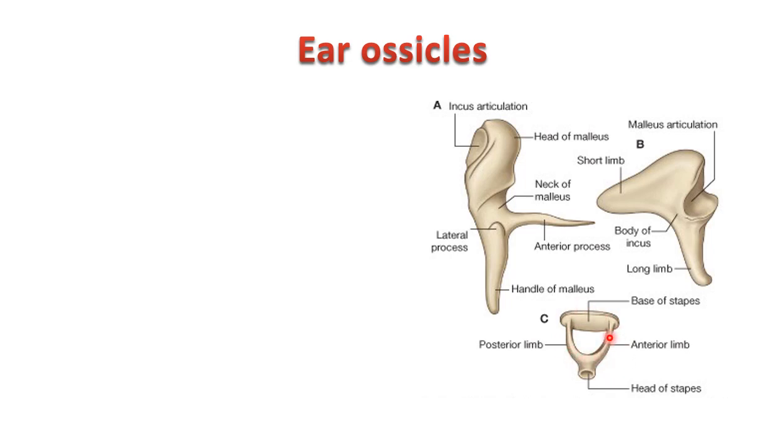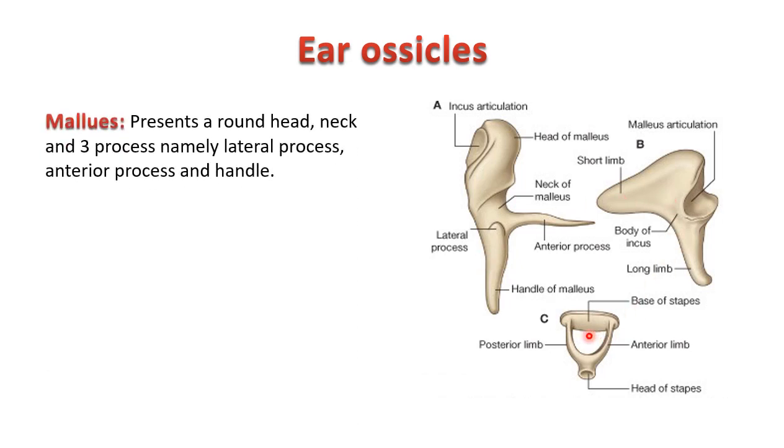And you should always remember the fact that all these three bones attain full size at birth. Okay, now first coming to the malleus, let us try to understand the parts of the malleus. It has got a round or globular head. Then you have a small constricted part called the neck, and it is present with three processes.